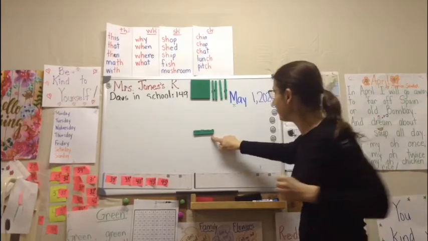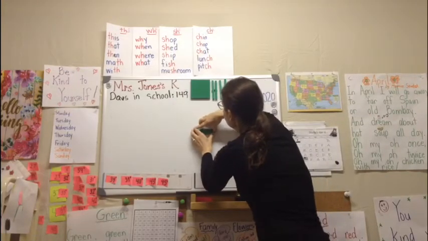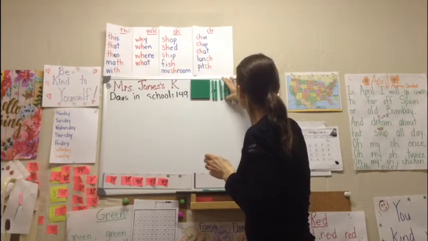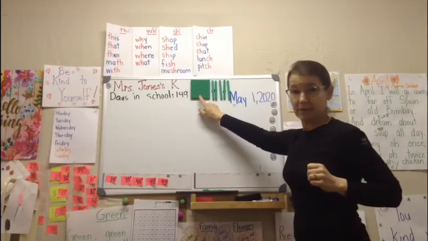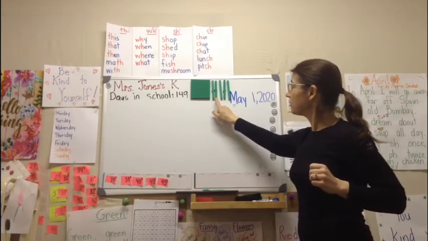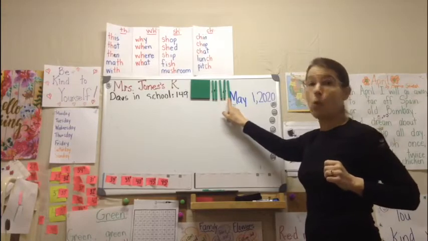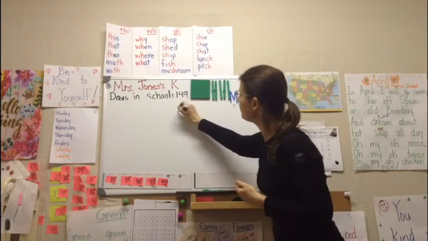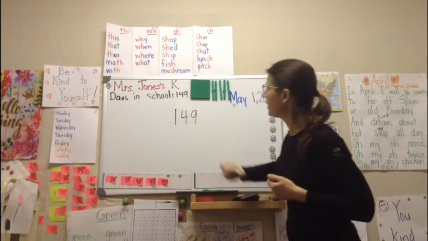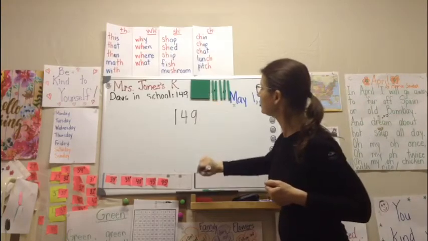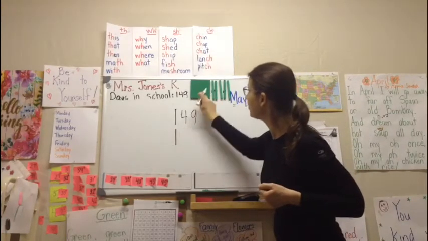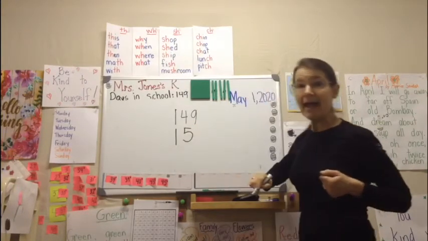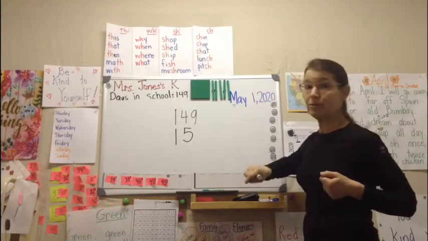So now I'm trading. I'm going to take my 10, I'm going to slide my 1s down, I'm trading for a 10. Let's count it. 100, 110, 120, 130, 140, 150. So now we're going from 149 and we're adding 150. What's changed? We now have 100, 1, 2, 3, 4, 5 10s, and how many 1s left over? 0.